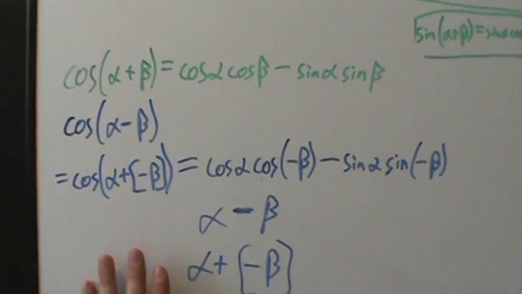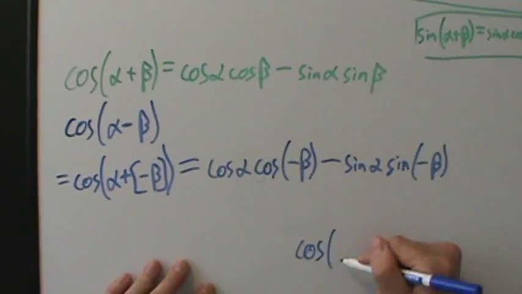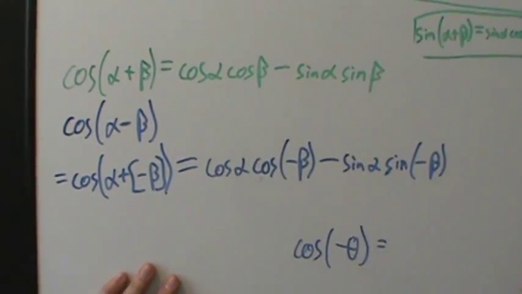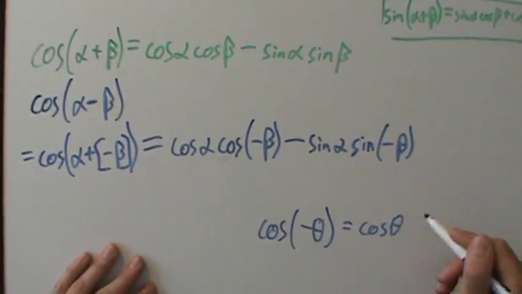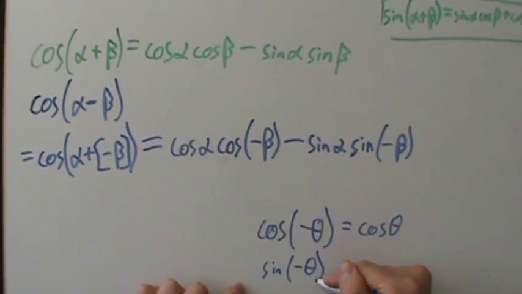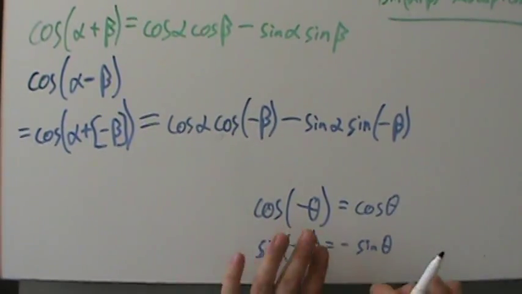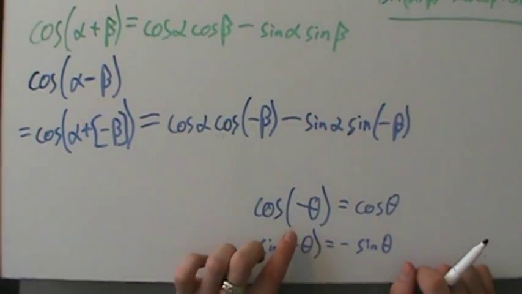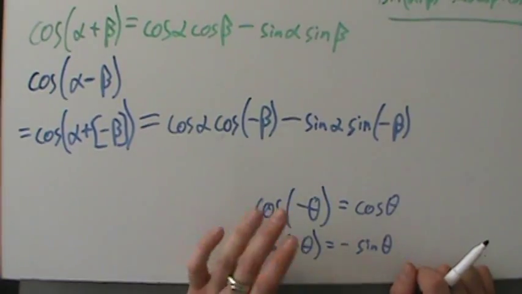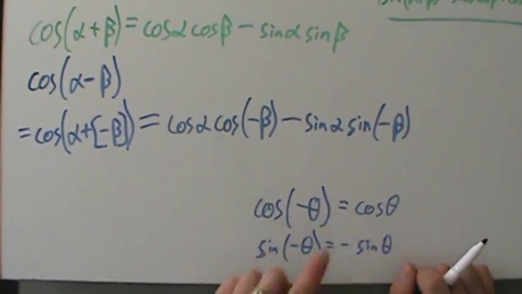Okay, well now remember our even odd properties from way, way long ago. Cosine of negative some angle just equals cosine of that angle, because remember, cosine is an even function. Likewise, sine is an odd function. I'm writing this in terms of theta, but it does not matter what goes inside the cosine or the sine, whether it's alpha, beta, theta, 2 pi, any number. Cosine of negative a thing is just cosine of that thing. Sine of negative a thing is negative sine of that thing.